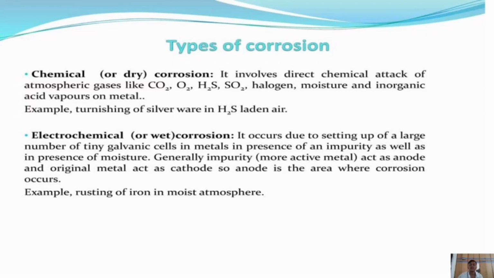Electrochemical corrosion occurs due to the setting up of a large number of tiny galvanic cells in metals in the presence of an impurity as well as in the presence of moisture. Generally, the impurity acts as the anode and the original metal acts as the cathode. So the anode is the area where corrosion occurs. Example: rusting of iron in moist atmosphere.